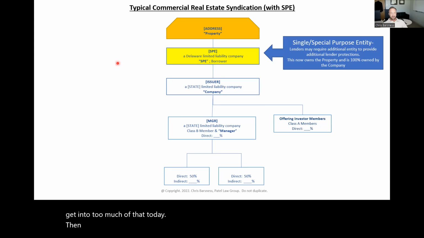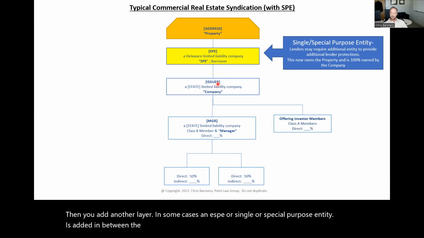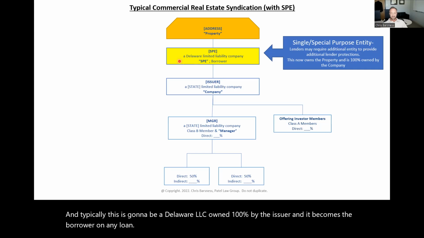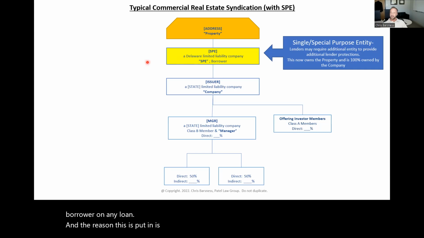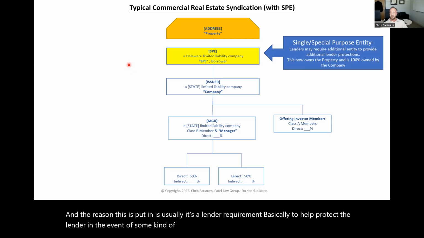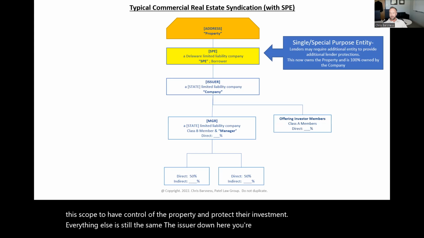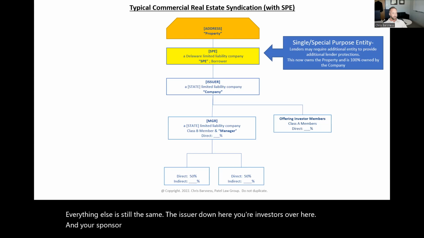Then you add another layer in some cases. An SPE, or single or special purpose entity, is added in between the property and the issuer. And typically this is going to be a Delaware LLC owned 100% by the issuer, and it becomes the borrower on any loan. The reason this is put in is usually it's a lender requirement, basically to help protect the lender in the event of some kind of default, bankruptcy, something. They can take control of this SPE to have control of the property and protect their investment. Everything else is still the same. The issuer down here, your investors over here, and your sponsor entity over here.